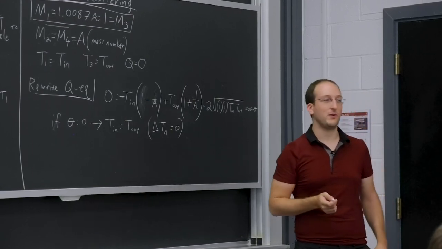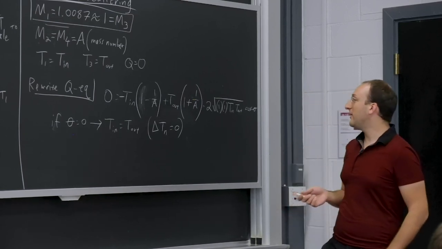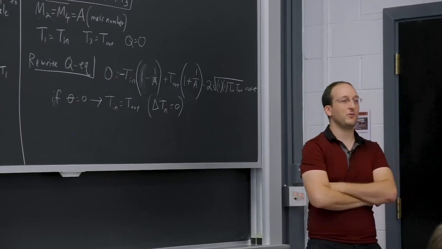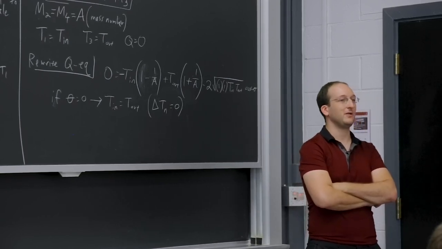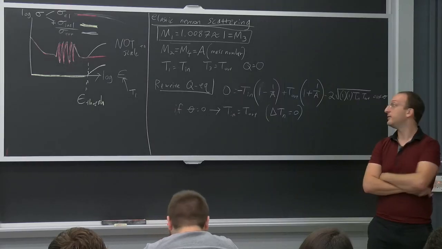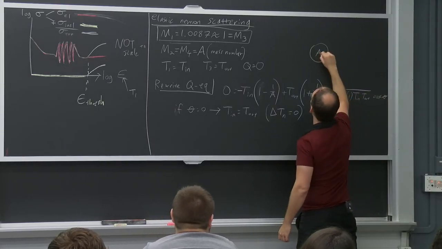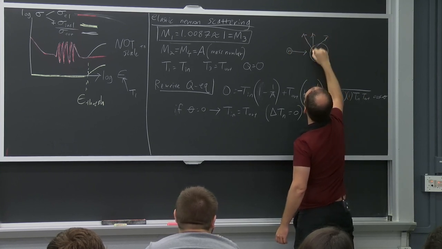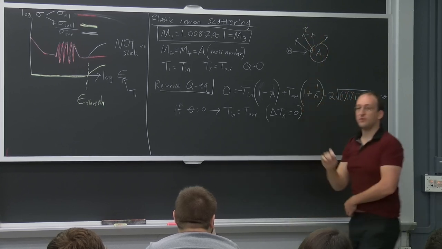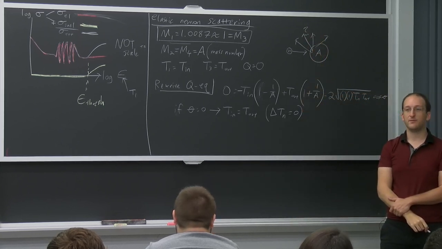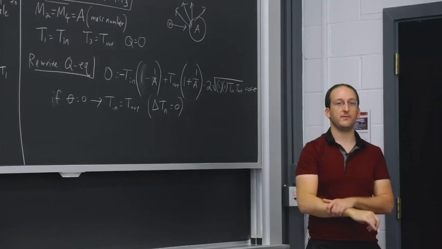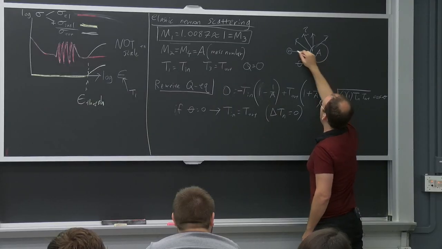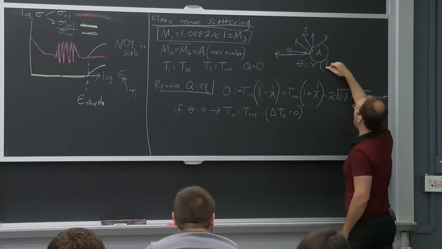Hopefully that makes intuitive sense because we would call that a miss. Now let's take the other case. At what angle would you think the neutron would transfer as much energy as possible to the recoil nucleus? So if we have a big nucleus of mass A and a little neutron firing at it, at which angle does it transfer the most energy? Yep. Pi. Exactly. At theta equals pi, we call this backscattering.